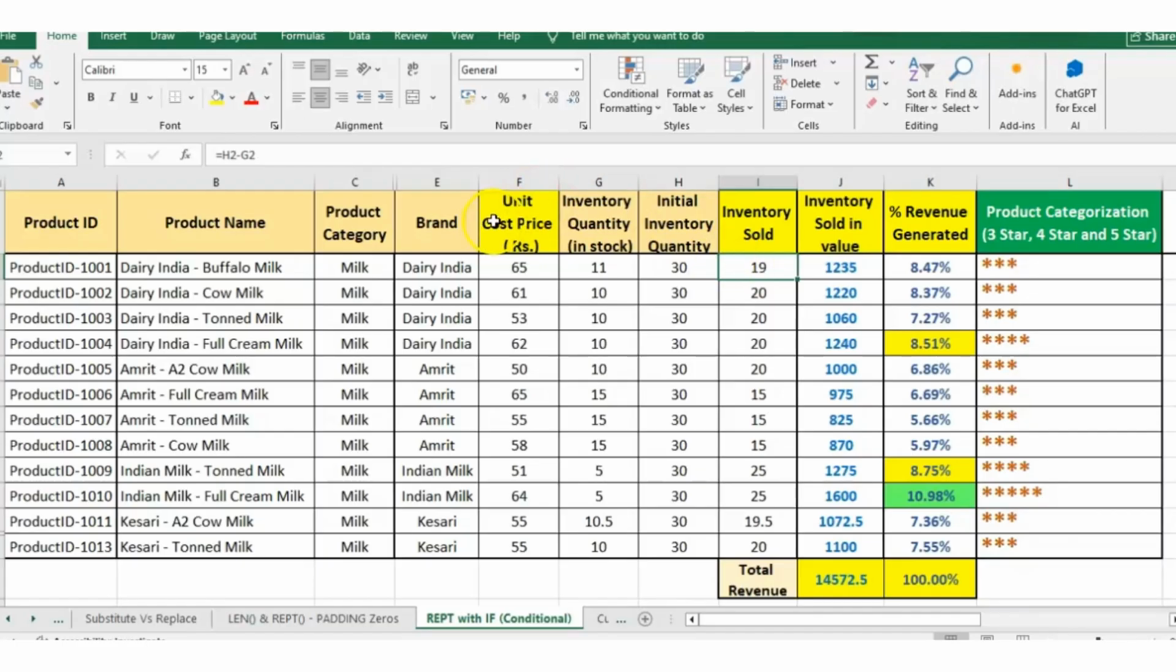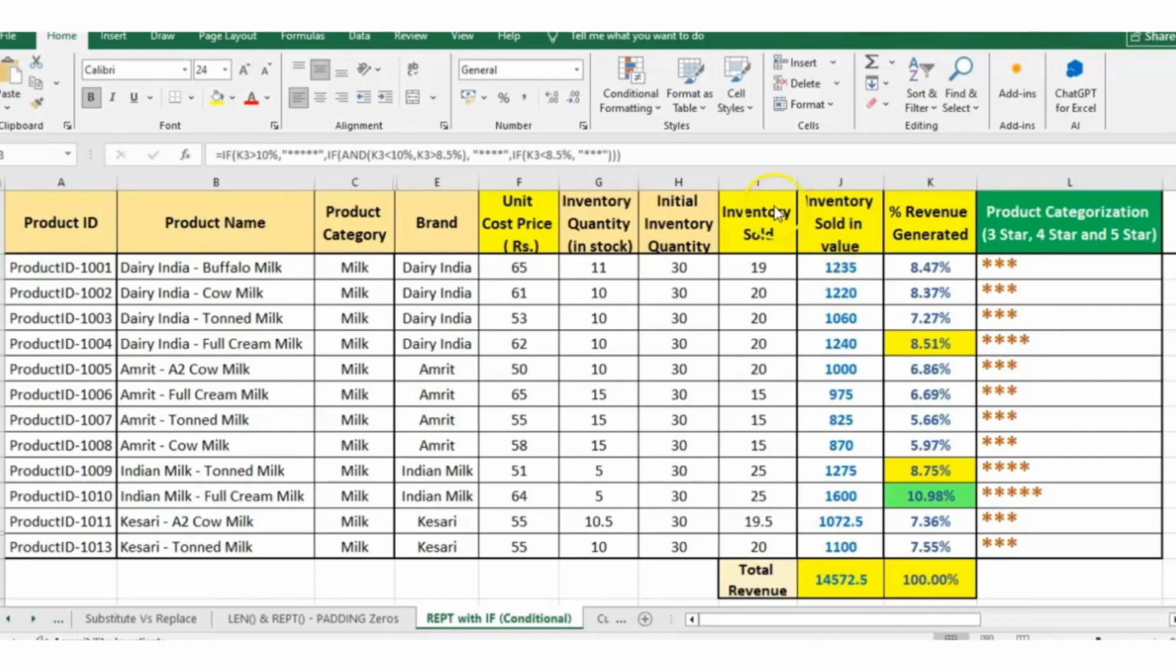So we now understand that 19 inventory items were sold for the product ID 1001. This multiplied with the unit cost price will give us the inventory sold in value, which is coming out to be 1235, right? And on similar lines, let us calculate the inventory sold in value for each of the products. In the end, let's do a total as well to get the total revenue generated.